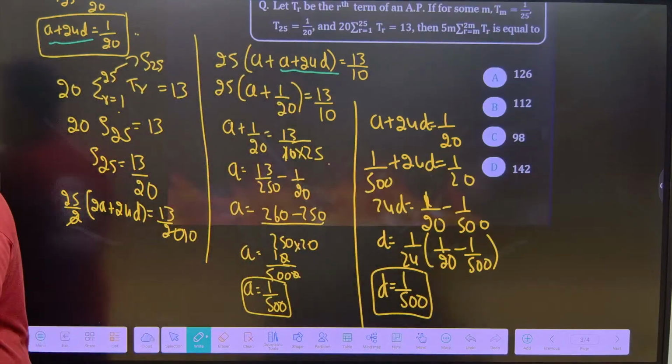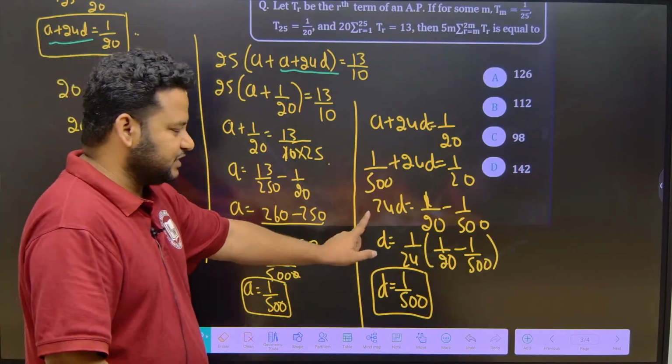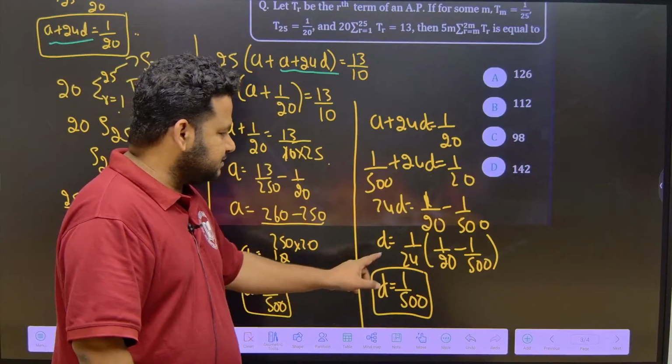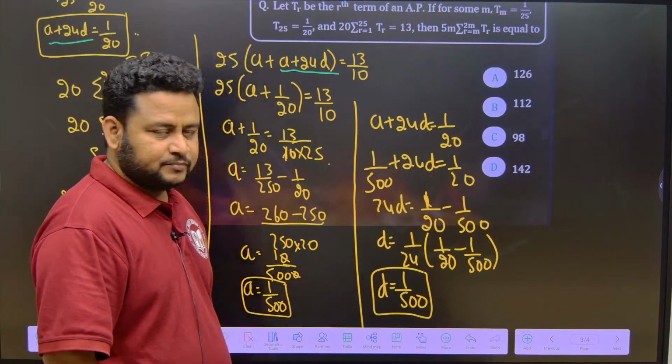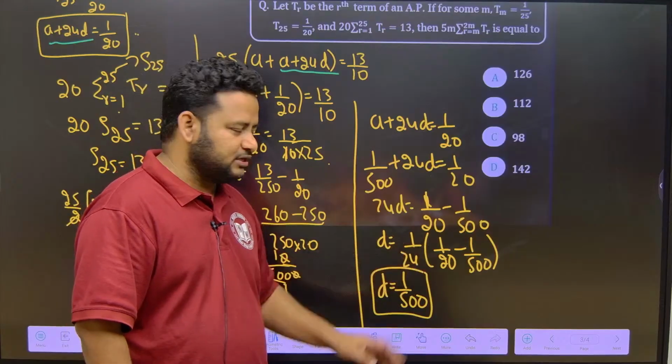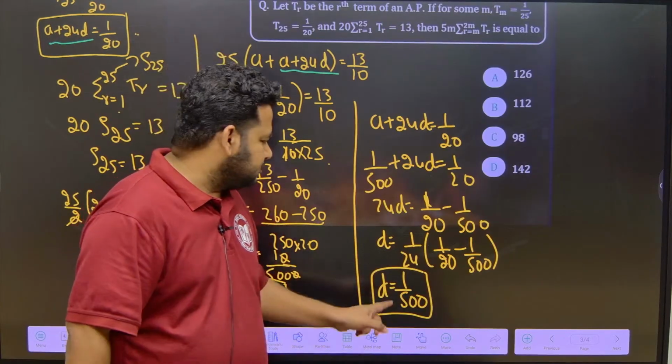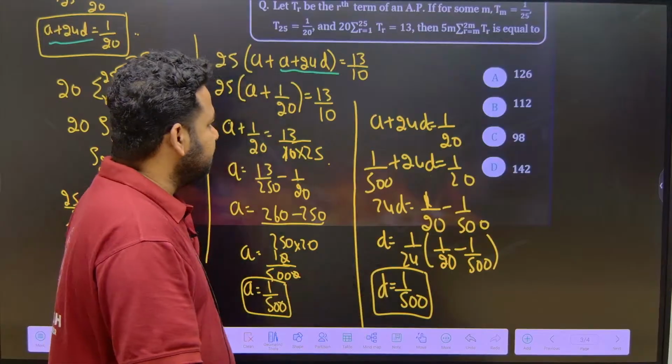Again we will get d is equal to 1 by 500 itself. This simplification you should be knowing how to do, because you know how to take the LCM, and further calculation you can definitely do. D also we get as 1 by 500. Now what are they asking us?